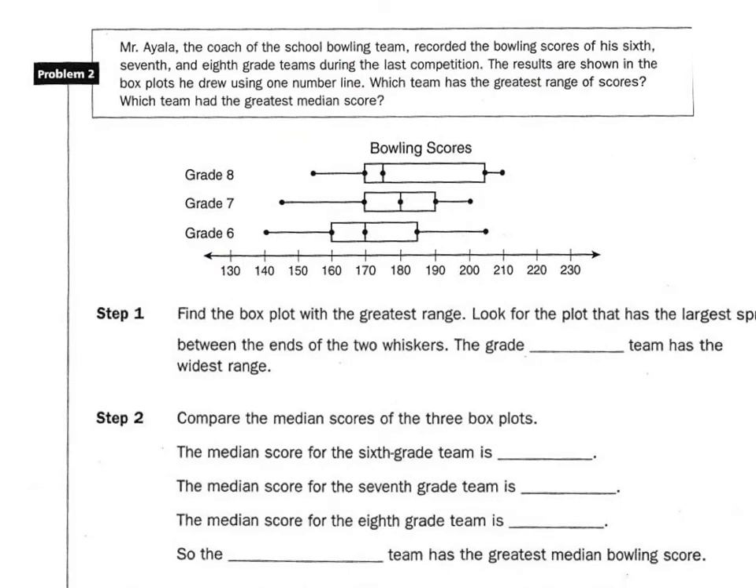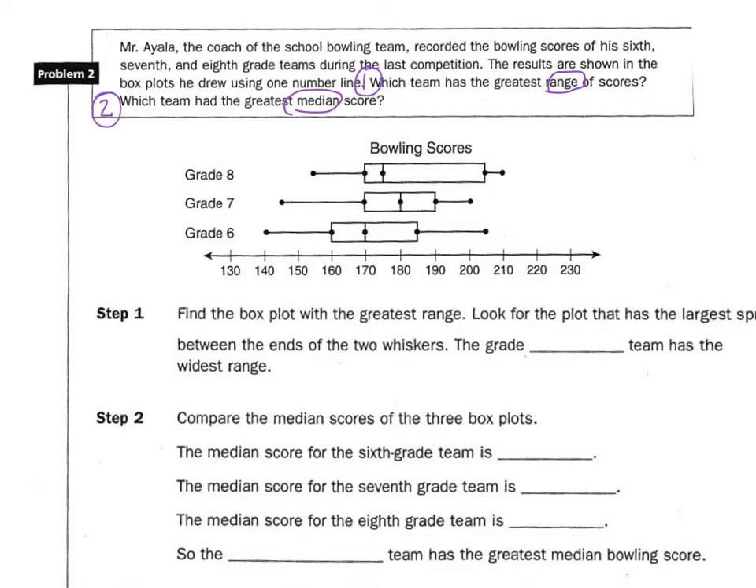All right, here's another one. This one already has it drawn out for us. Mr. Ayala, the coach at the school's bowling team, recorded the bowling scores of his 6th, 7th, and 8th grade teams during the last competition. The results are shown in box plots he drew using one number line. Which team had the greatest range of scores and which team had the greatest median scores? So how many questions are we asking? 1, 2. How many answers should you have?